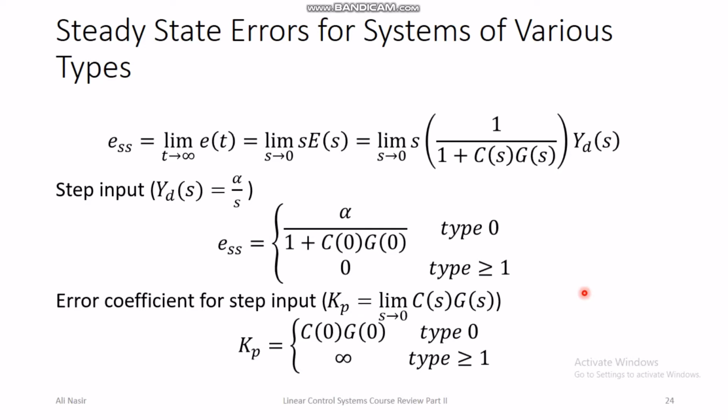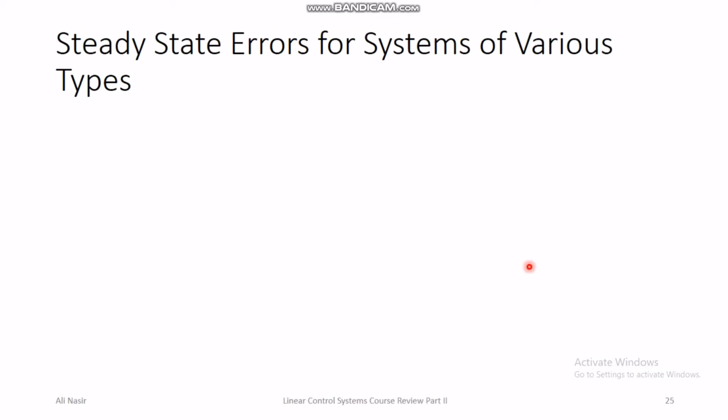If you want to go back and revisit the details of how we calculated this, then I refer you back to my lecture on steady state error for systems of different types, where I have derived these equations mathematically. So you can see how the steady state error for a system of type greater than or equal to 1 is 0. So, steady state error for systems of various types: we continue this discussion for ramp input.